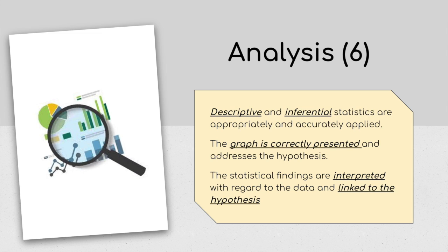So most of you told me what you chose, and then quite a lot of you explained your choice. You don't need to do that anymore. So use that word count somewhere else. Just tell us which descriptive and inferential stats are being applied. The graph is correctly presented and addresses the hypotheses. So some of you who need to go back and correct your hypotheses will need to redo the graph. That needs to be in the title.